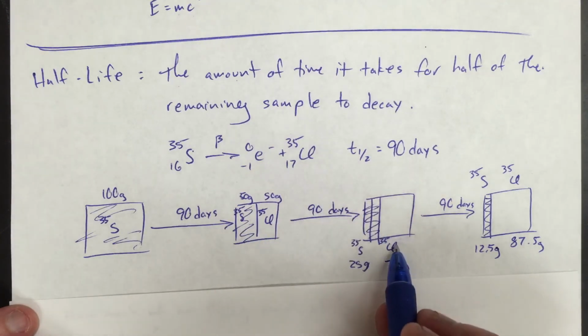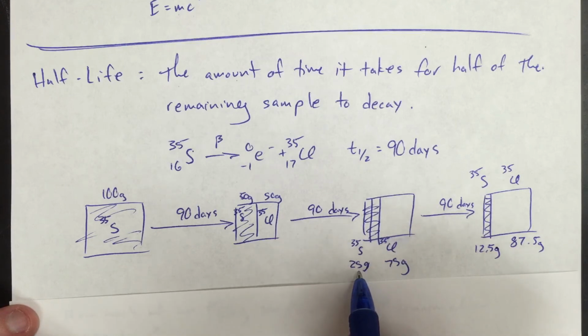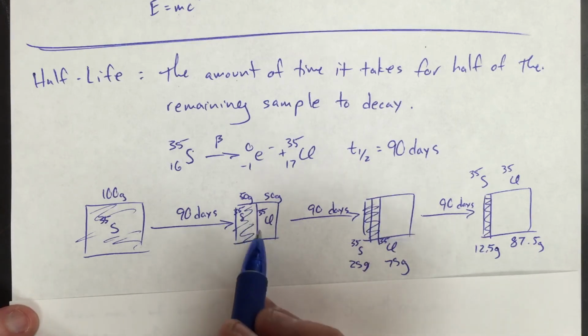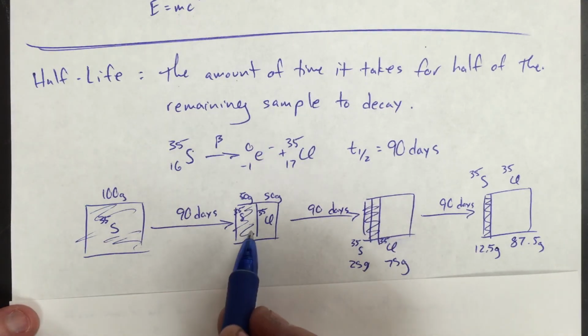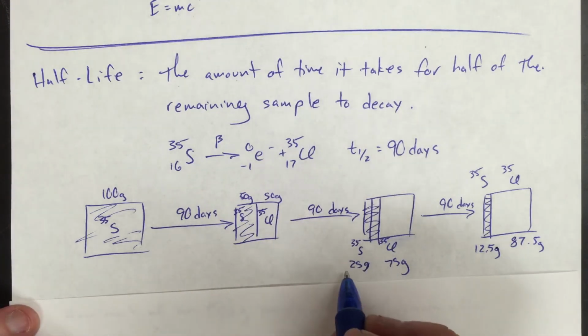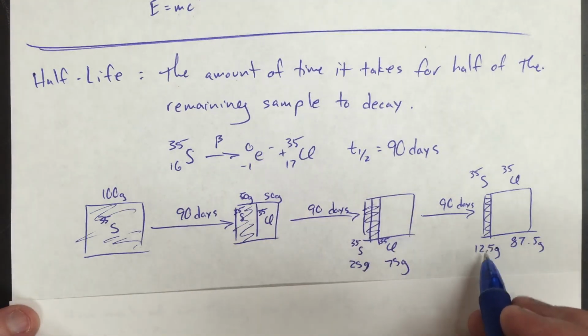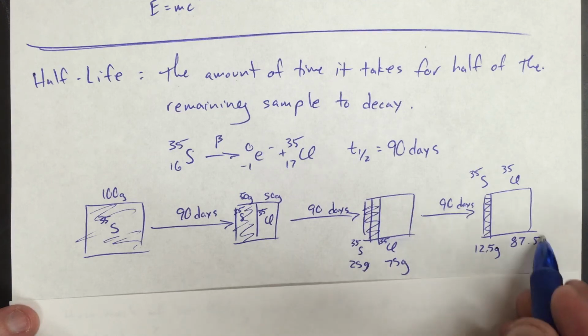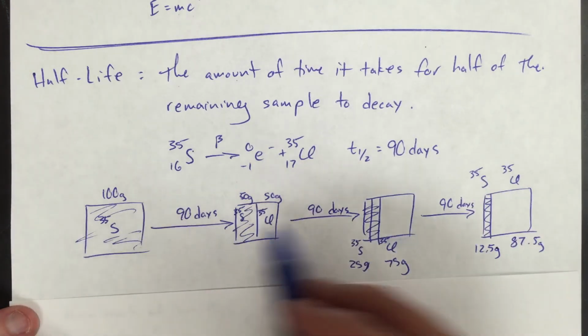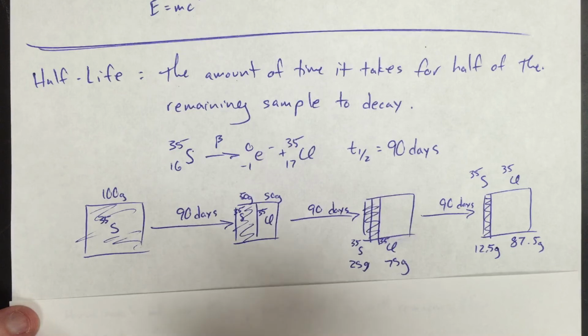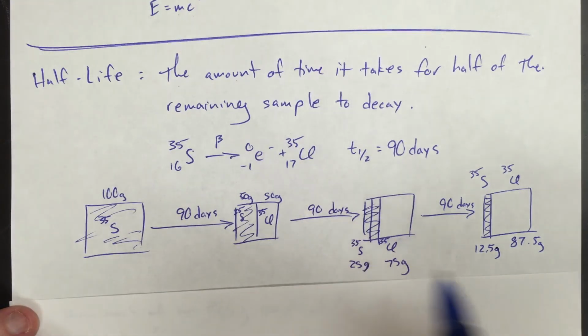After another 90 days, only 25 grams of sulfur will remain because it's half of what was remaining. Not the other half is not going to go. It's going to be half of what the remaining sample was. So 100 went down to 50, then after 90 days it went down to 25. After another 90 days, it's going to go down to half of what that is remaining, so 12.5 grams. And then the other percentage, 87.5% or 87.5 grams, will be that chlorine-35. So as each half-life goes by, half of the remaining sample decays. So 100 became 50, became 25, became 12.5.